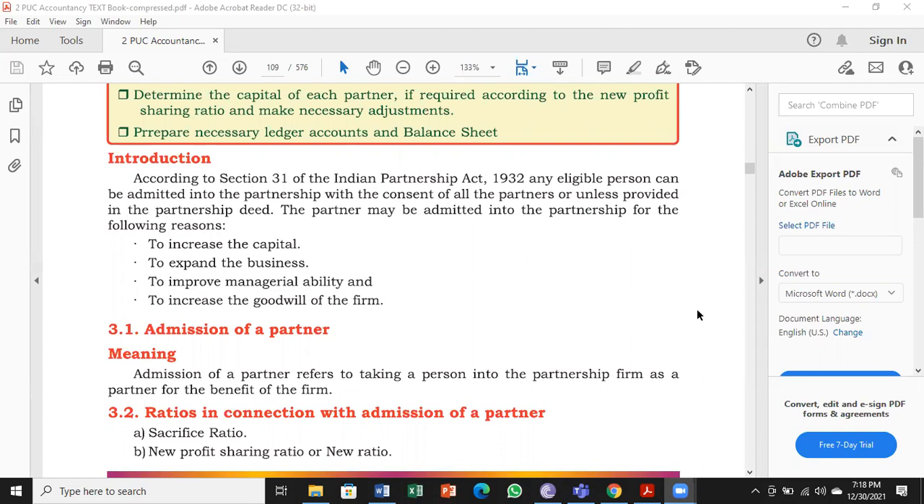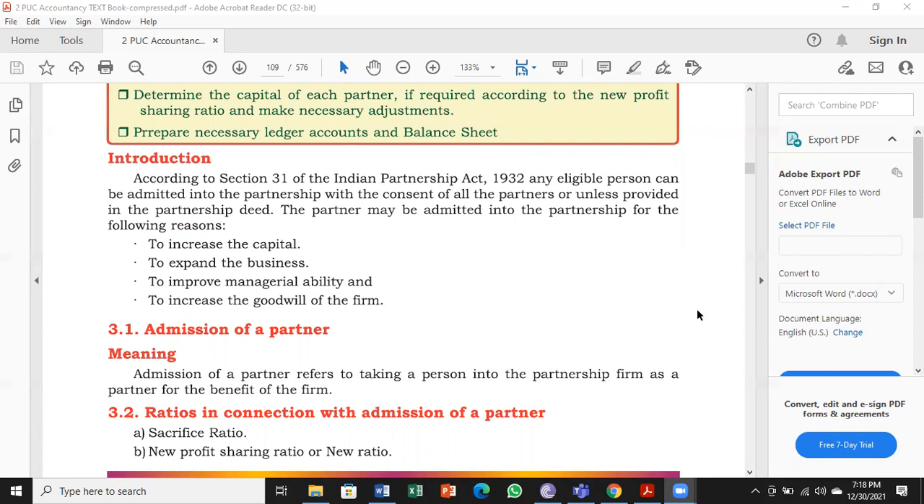Remember, A and B are already running the business. C is going to join now as a partner. The business may be 5 years old, 10 years old, but they're taking the new person into the business firm because a maximum number is there in the partnership act. So if it is not exceeding, they can take any number of persons into the business. So taking a new person into the existing partnership is going to be helpful for the business in various angles.